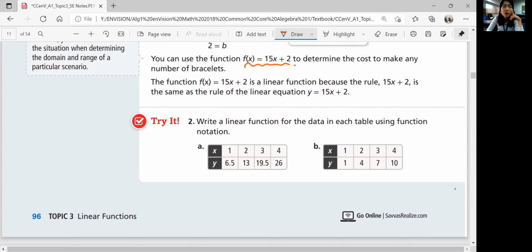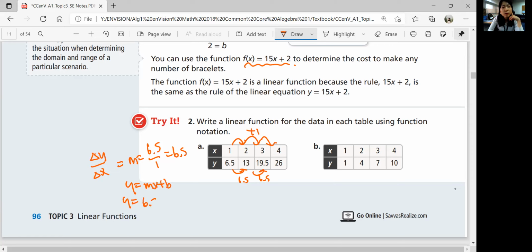All right, part A. Your x is increasing by 1. Your y is increasing by 6.5, right? And so what is your slope? 6.5 over 1, okay? Which is 6.5, because your slope is change in y over change in x. How much you rise over how much you run, okay? Always remember that slope.